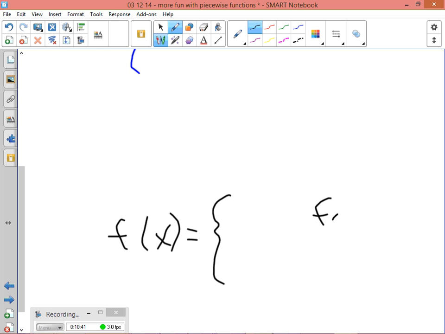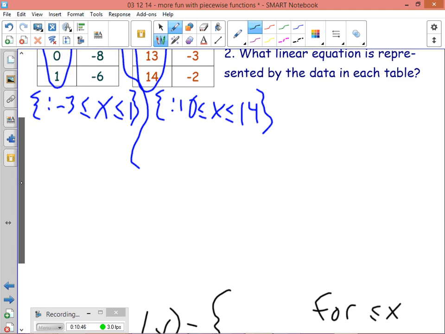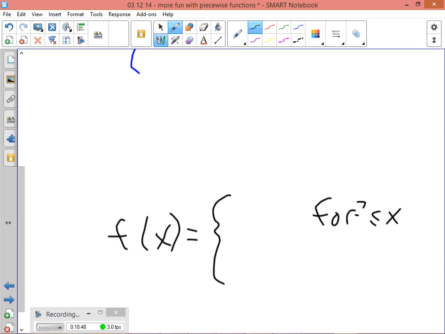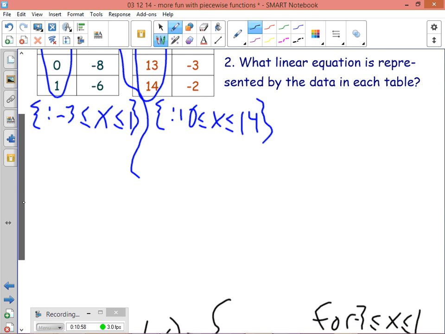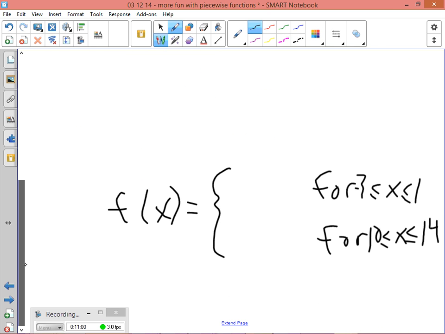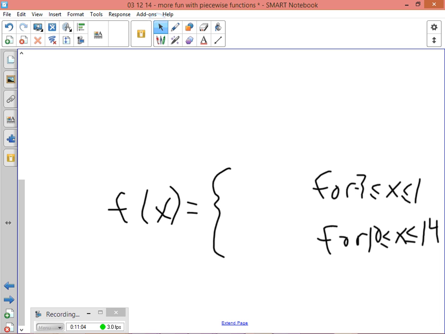For x is in between, I think there's negative 3 and 1. Yeah, negative 3 and 1. And the second part is going to be for x is in between 10 and 14. Check that. It is. Okay? So I already have the first half of my piecewise function written. Now all I have to do is find the equations.